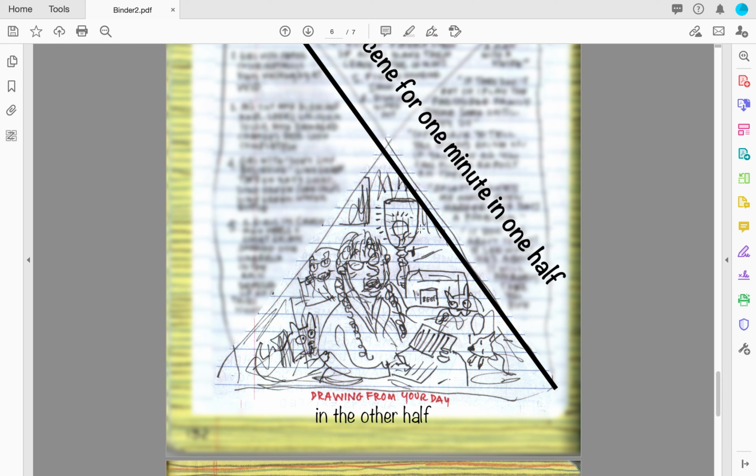You can see how messy and silly this is. It doesn't have to be even this good. It can be made out of stick figures. You can put text in if you want, you don't have to.